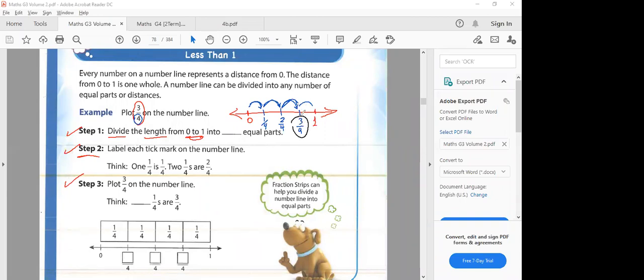So you just circle the number. You just circle the number like this. 3 over 4 will be here, exactly here. So here he said, how many 1 over 4s are 3 over 4? They are 3. We jumped 3 jumps. So how many jumps? It is 1, 2, 3. So we jumped 3 jumps, just write down 3.